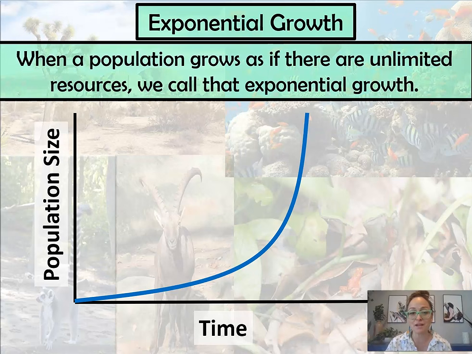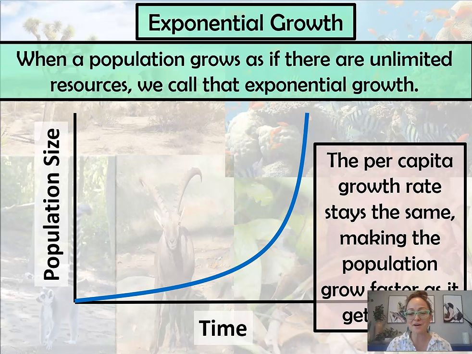And in exponential growth, the population grows as if there's unlimited resources. Now, in bacteria, they could be growing exponentially within a petri dish until they run out of space or run out of nutrients. But in reality, you don't see exponential growth sustained for very long in nature. But let's still spend some time talking about it.